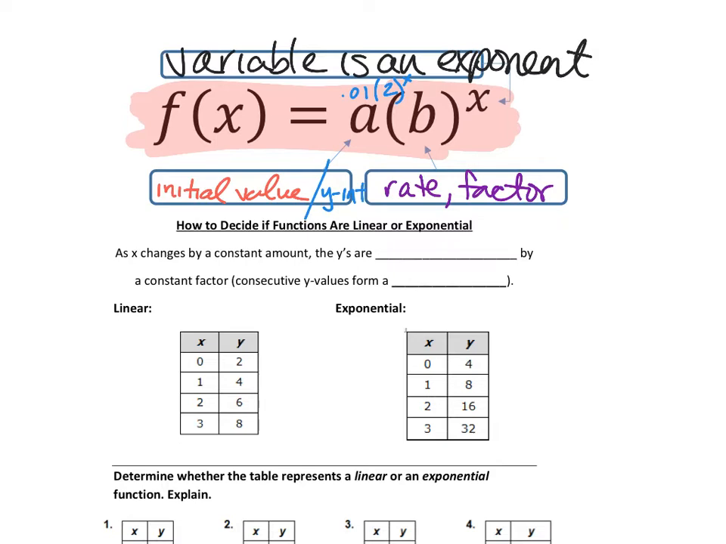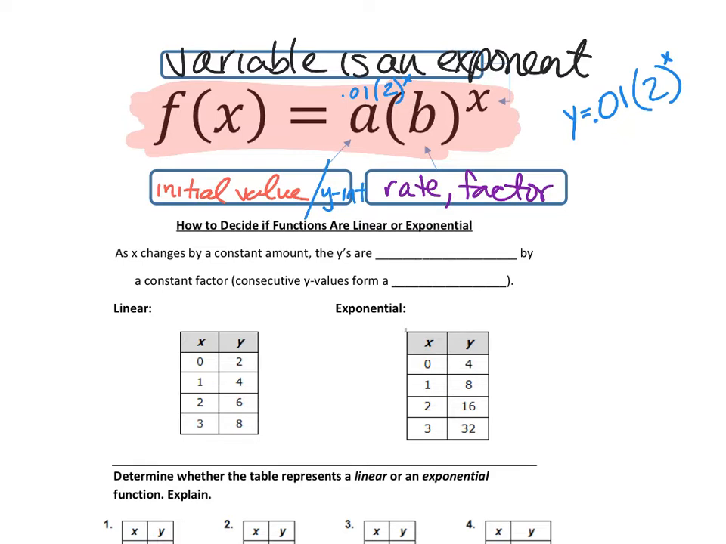For those of you who can't see what I wrote up here, this was the penny example. y equals 0.01 times 2 to the x. My bad, I wrote it kind of small. That was the penny example. It began with the penny and it doubled every time.